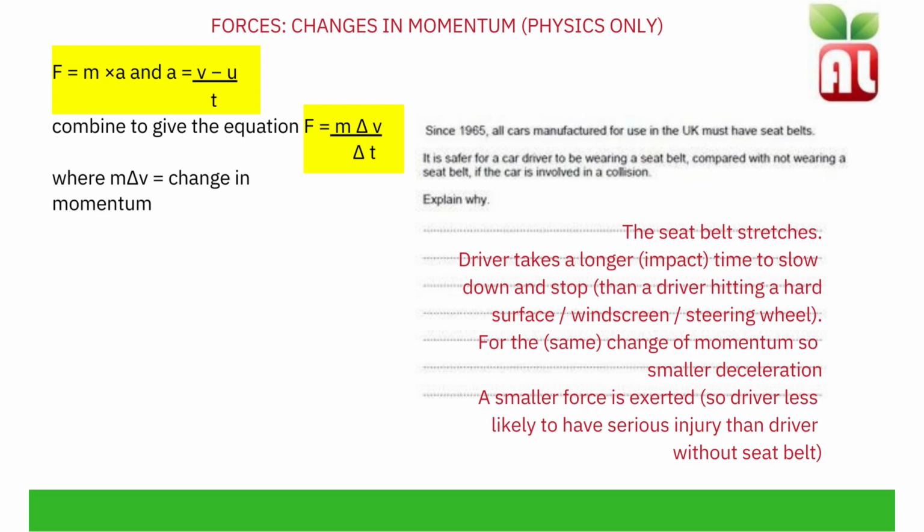A larger denominator will give a smaller value for the force. The change in momentum for both drivers with or without seatbelt will be the same. So a much smaller deceleration. Therefore, a smaller force is exerted, so the driver is less likely to have an injury when wearing a seatbelt.